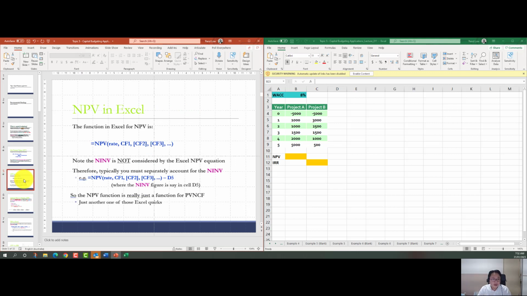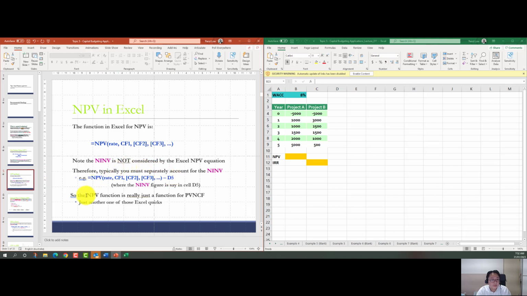So it's a bit of a refresher, okay? The function in Excel for NPV is NPV of the rate and all the different cash flows, okay? And NINV is not considered by Excel as part of the net present value equation. Okay, so what do we mean, right? So you need to actually separately account for NINV, which is the investment amount. So what happens, we actually use NPV, put in the discount rate, put in all the future cash flows, then we subtract the investment amount.